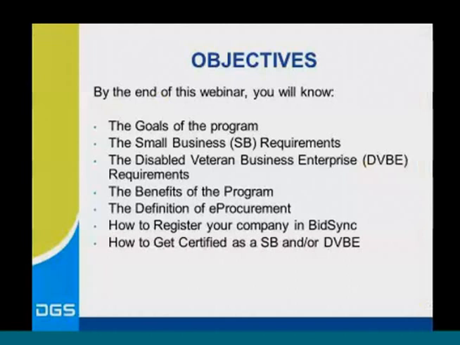The objectives of this webinar today are for you to know what the goals of the program are. What are the requirements for small business? What are the requirements for the DVBE? What are the benefits of the program? What is the definition of eProcurement? How do you register your company in BidSync? And finally, how to get registered as a small business and/or DVBE.